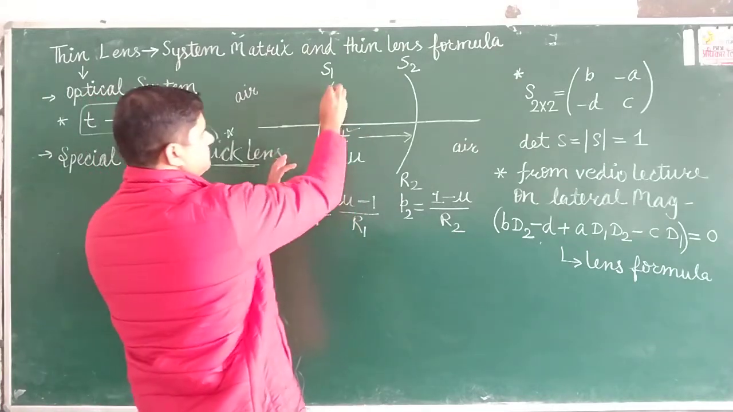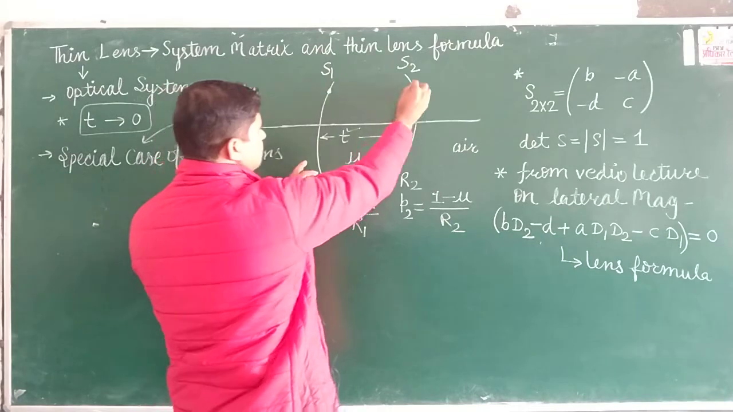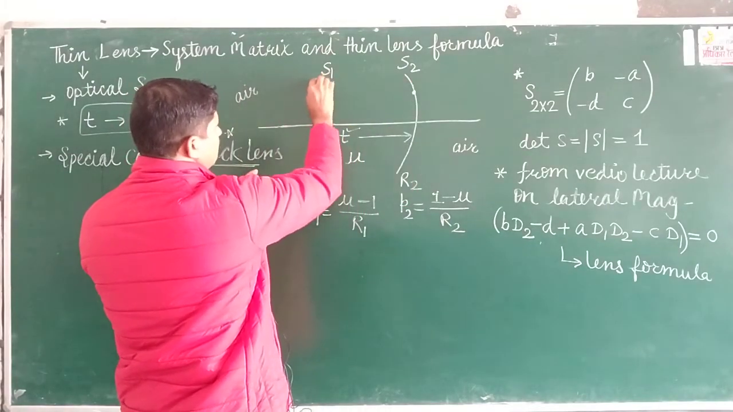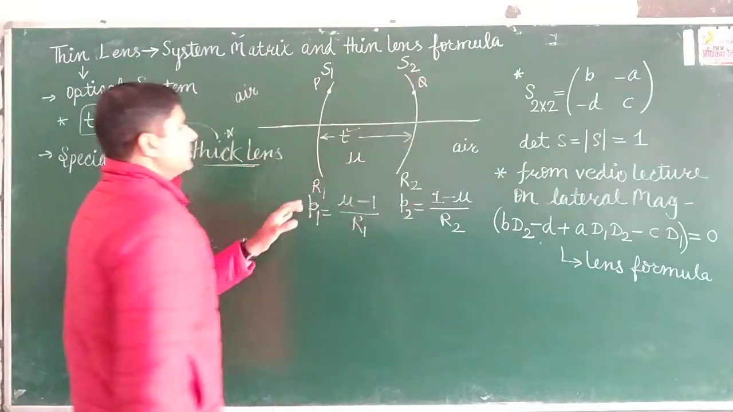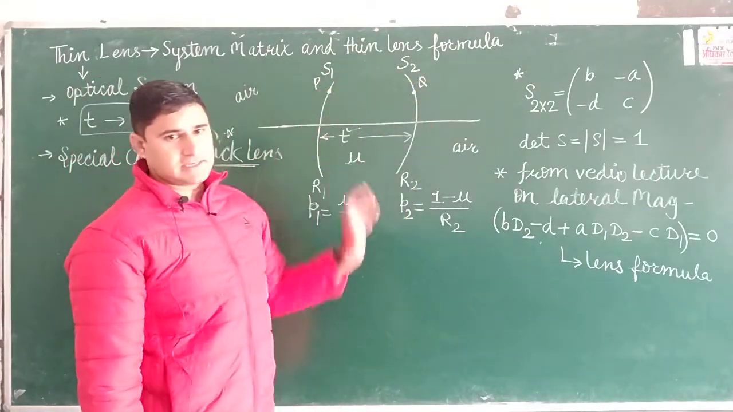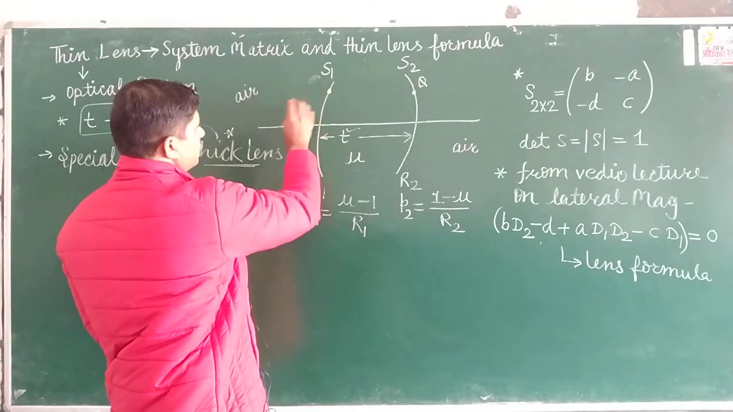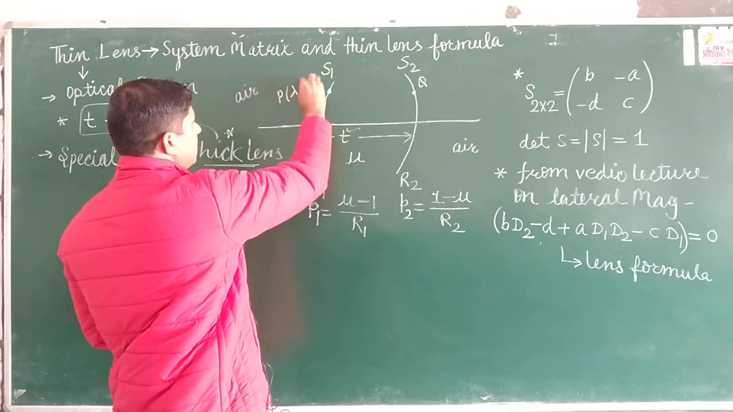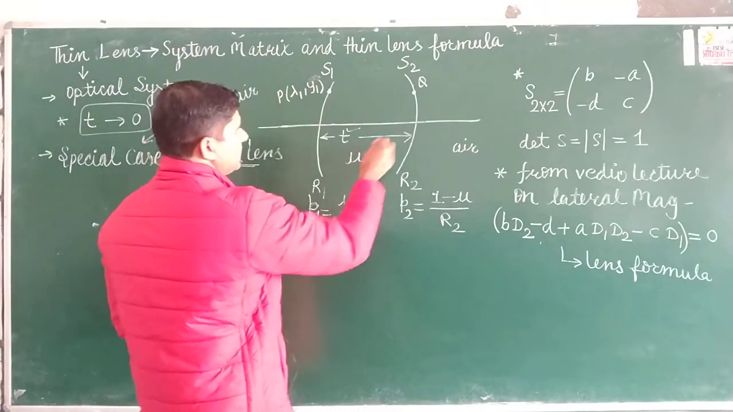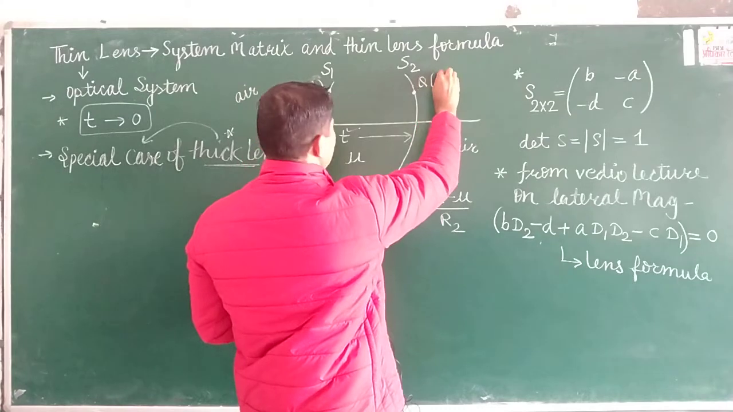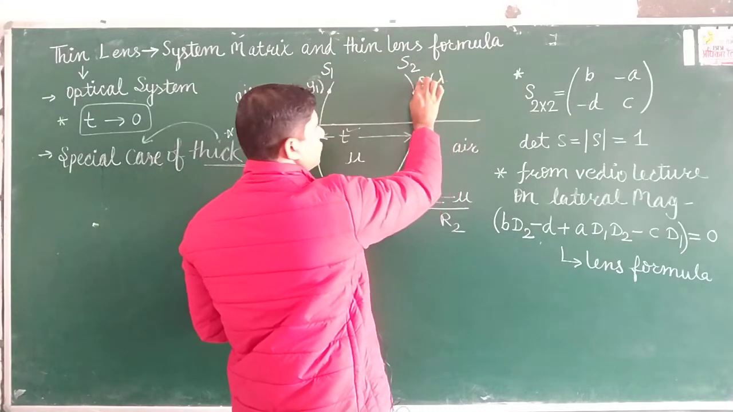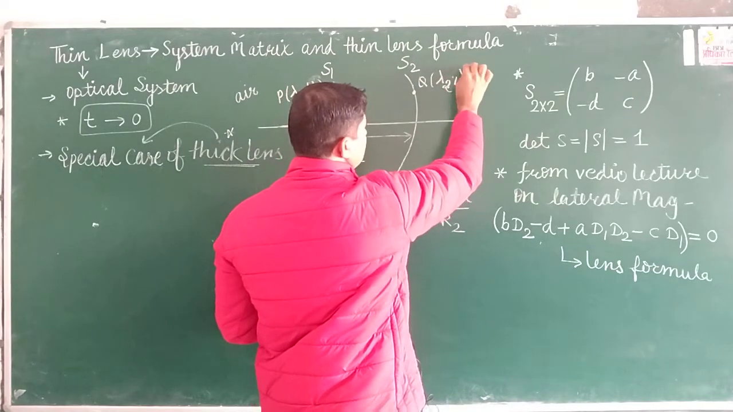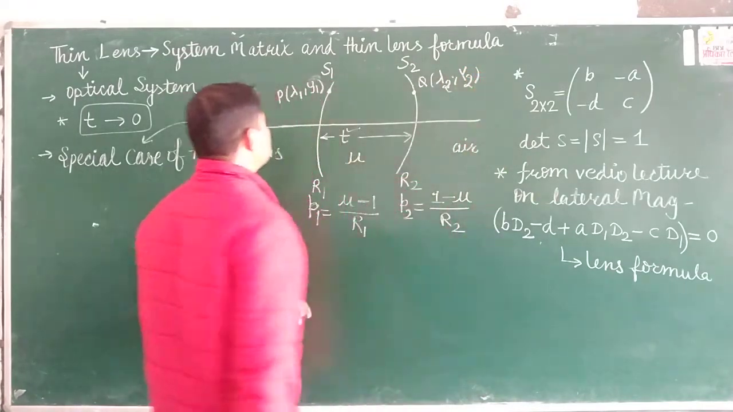So you see the optical system here is a thick lens, and suppose we have 2 points P and Q at the first surface and second surface. The optical coordinates of this point P are lambda 1 and y1, and the optical coordinates of point Q on the second refracting surface are lambda 2 and y2.